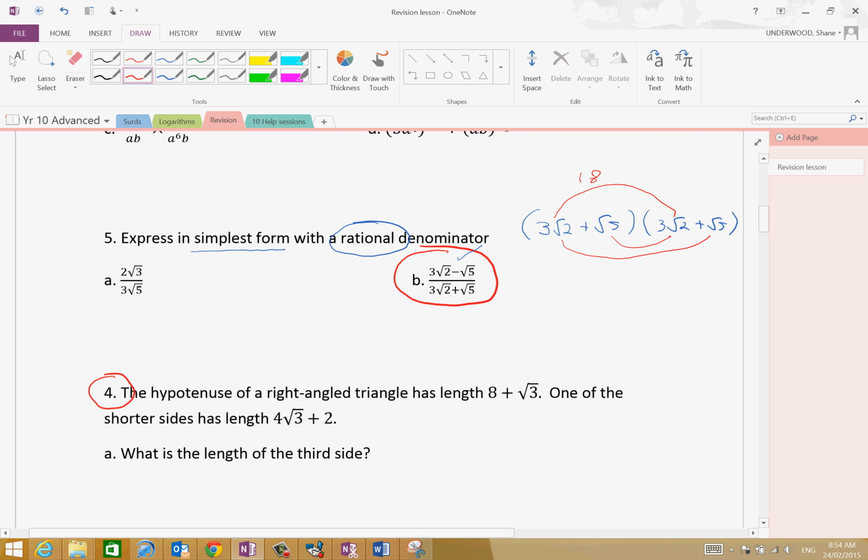If you have the difference of 2 squares, however, you should have remembered that a minus b times a plus b is equal to a squared minus b squared. The middle term is effectively cancelled out because we've got this minus b times a and an a times positive b. And that's what we're doing when we're rationalising the denominator.